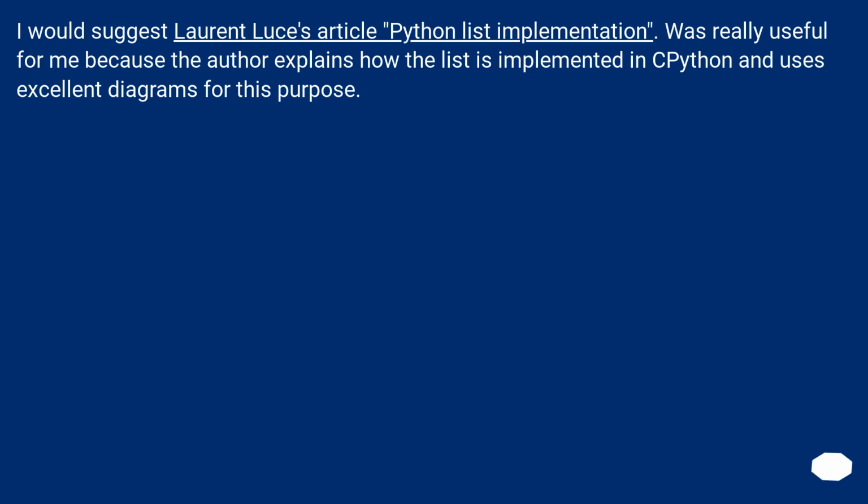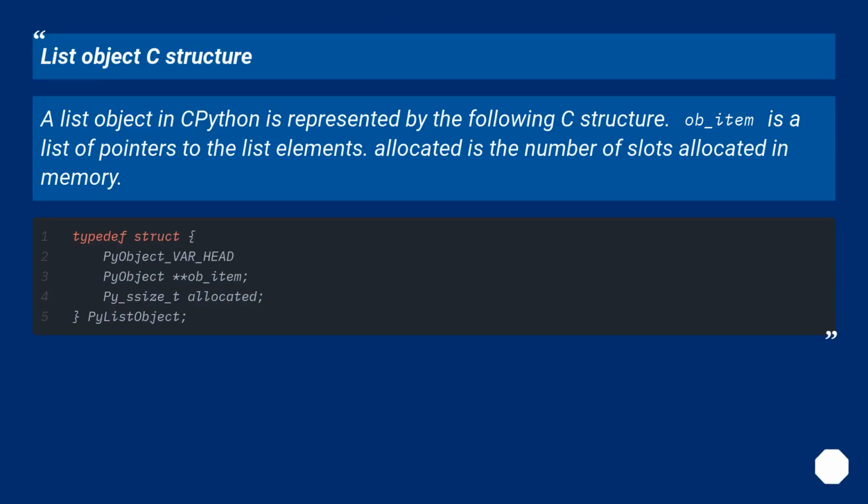I would suggest Laurent Luce's article "Python list implementation". It was really useful for me because the author explains how the list is implemented in Python and uses excellent diagrams for this purpose. List object C structure: a list object in Python is represented by the following C structure. ob_item is a list of pointers to the list elements. allocated is the number of slots allocated in memory.